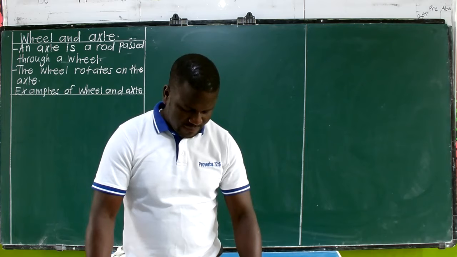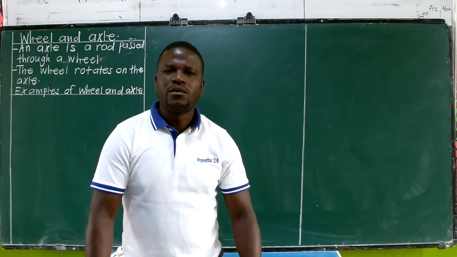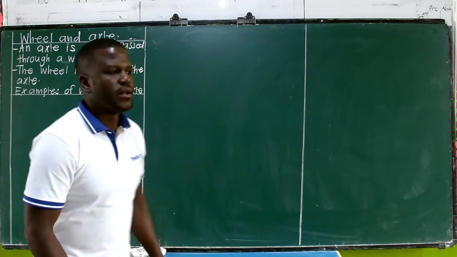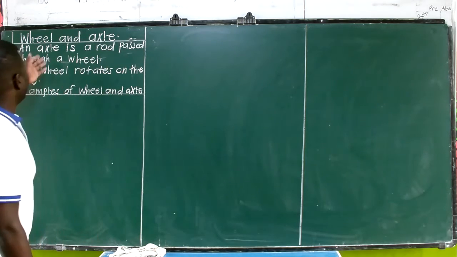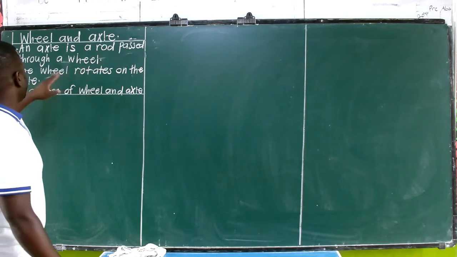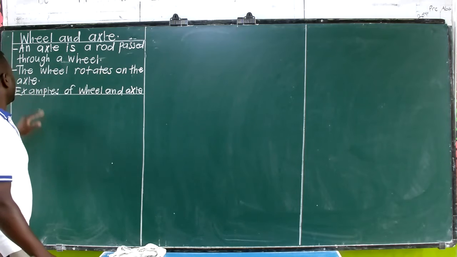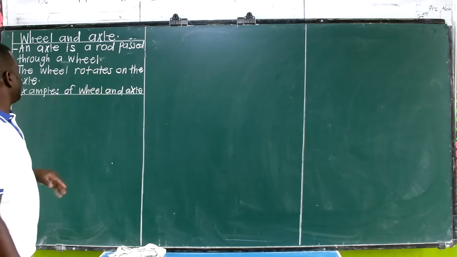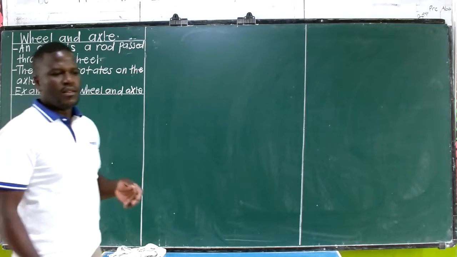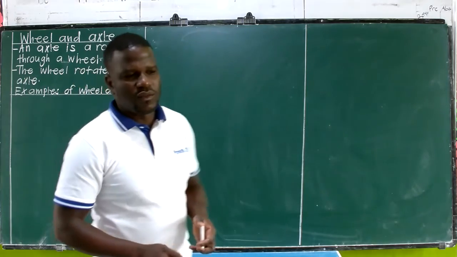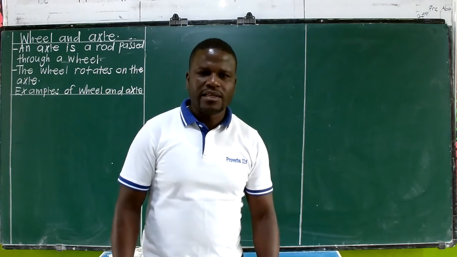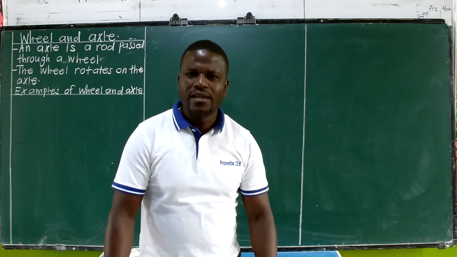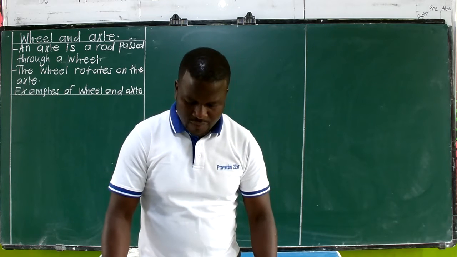Now, an axle is a rod passed through a wheel. Then the wheel rotates on the axle. So we are going to look at examples of wheel and axle.